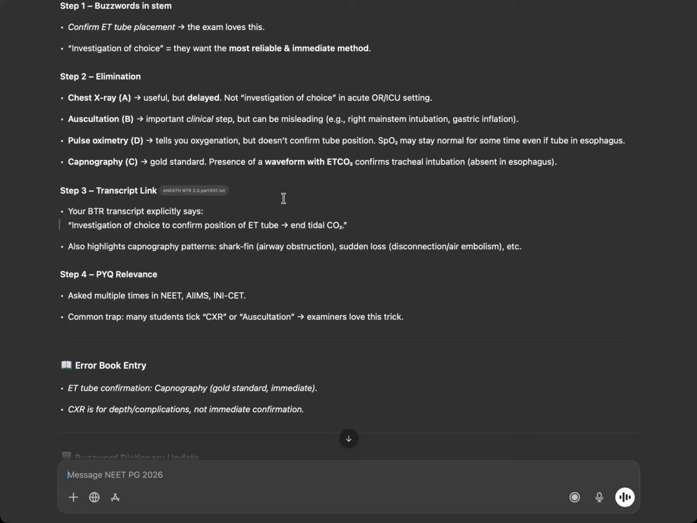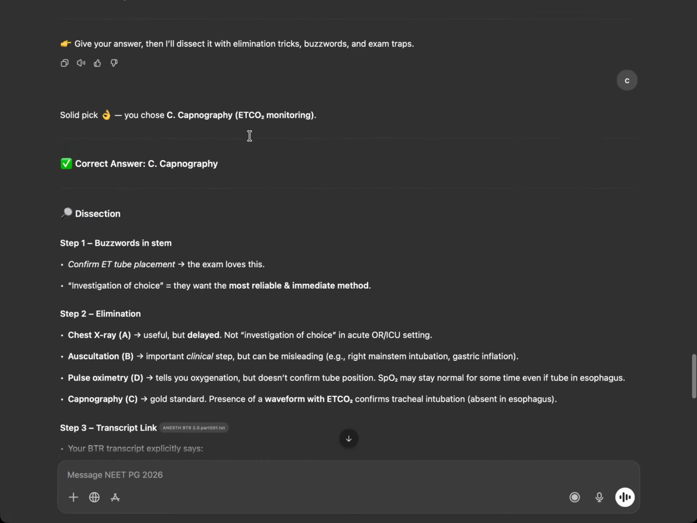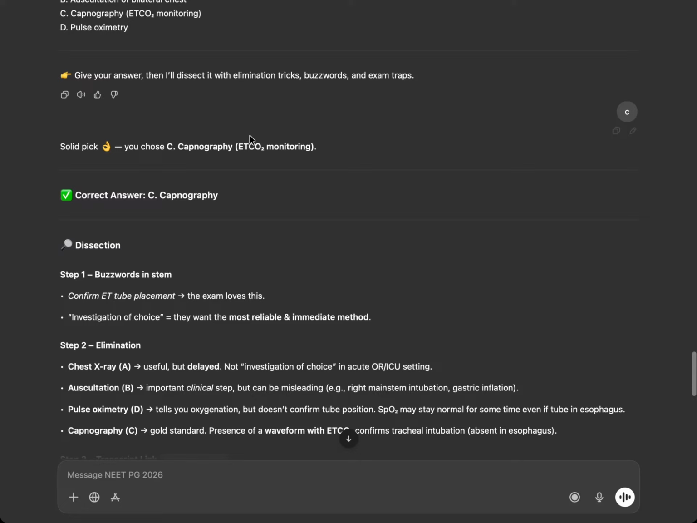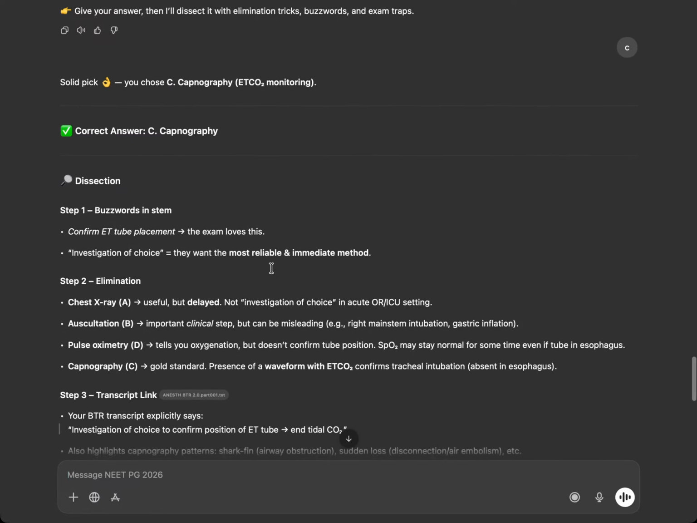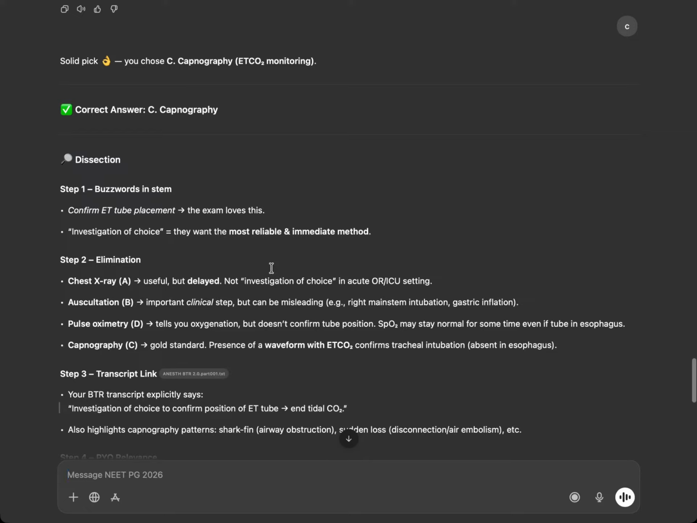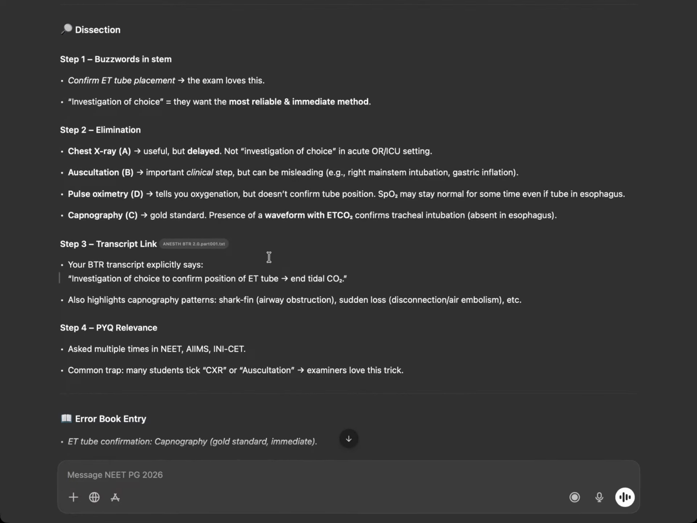Chest X-ray is delayed. Auscultation is not the right one, it is prone to human error. The pulse oximeter tells you oxygenation but doesn't confirm tube position. SpO2 may stay normal for some time even if the tube is in the esophagus. Capnography is the gold standard. Presence of a waveform with ETCO2 confirms tracheal intubation.